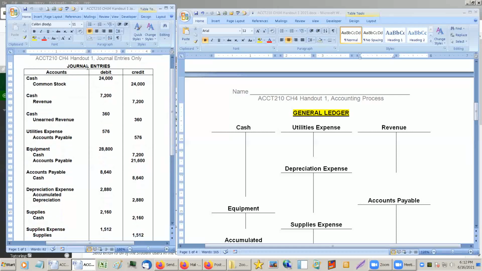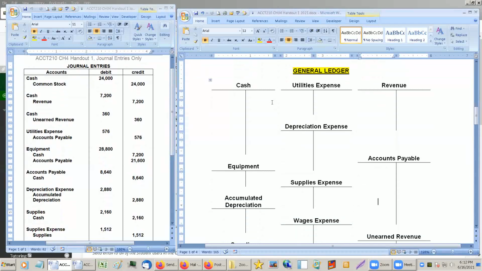How do you take these journal entries, which were quickly written down to record the transactions, and find the balances? That's where this general ledger comes in. And so here's how we're going to do it. We'll take this first one: cash 24,000. Now you'll notice it's a debit.